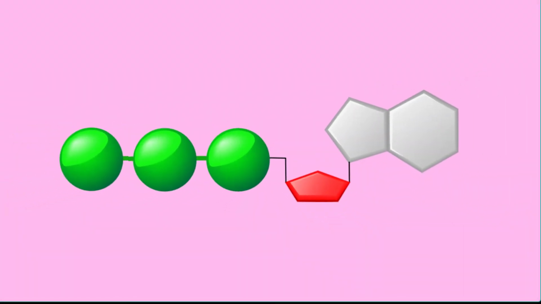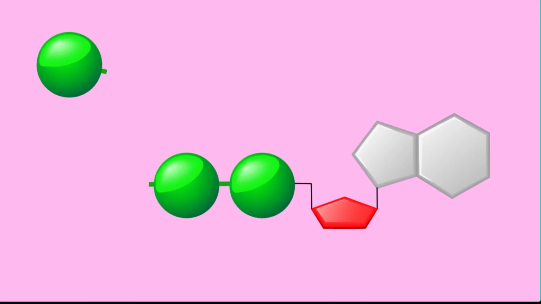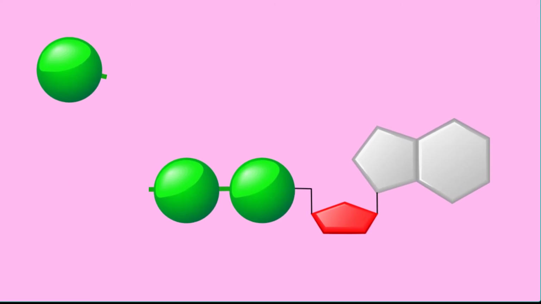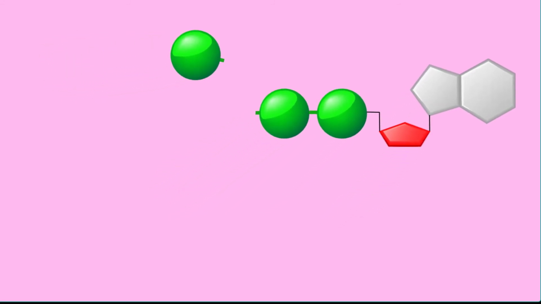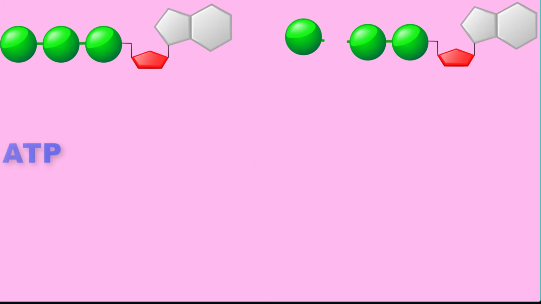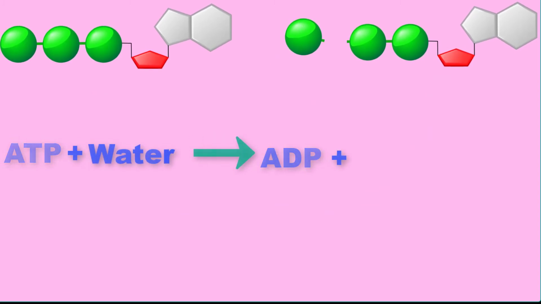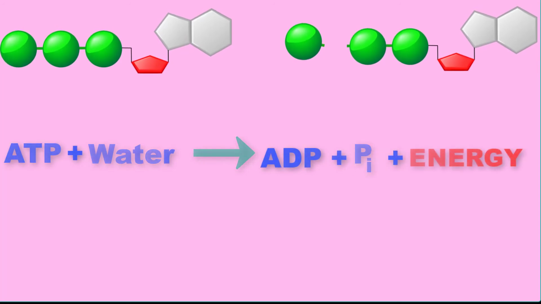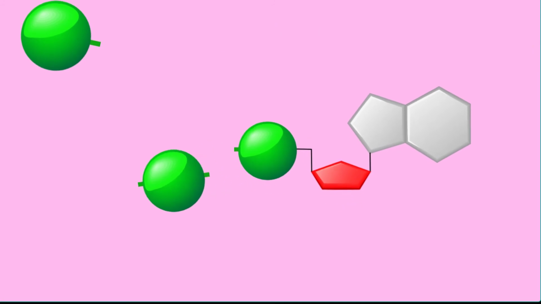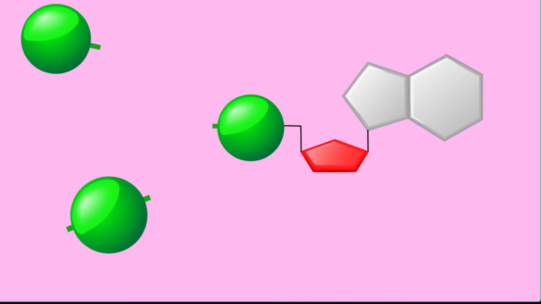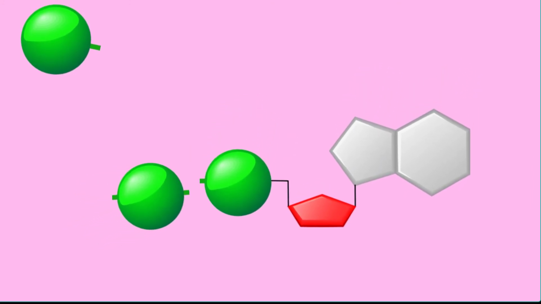When a phosphate group is cleaved from ATP, the products are adenosine diphosphate, ADP, and inorganic phosphate, Pi. This hydrolysis reaction can be written as ATP plus water forms ADP plus Pi plus energy. Removal of a second phosphate leaves adenosine monophosphate, or AMP, and two phosphate groups. These reactions are also reversible.